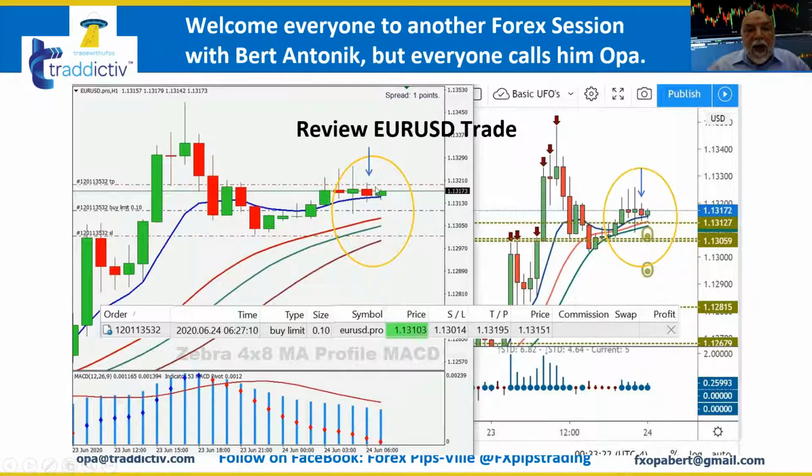Then move back up and hit our target. It was a very tight target, very tight trade. I actually have to apologize. I really forced this trade in order to make the actual trade, to show you the complete process.